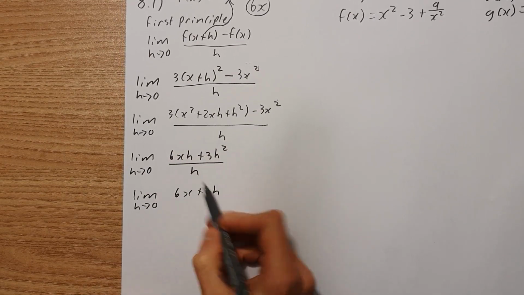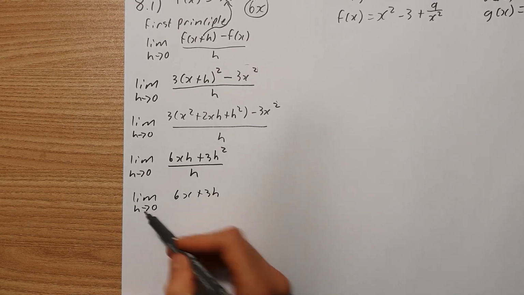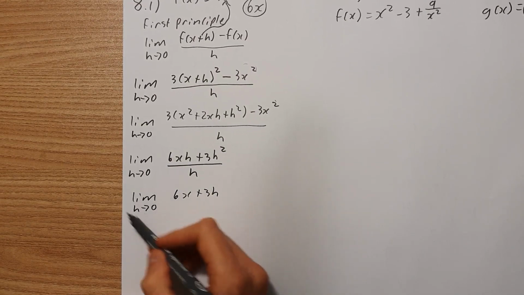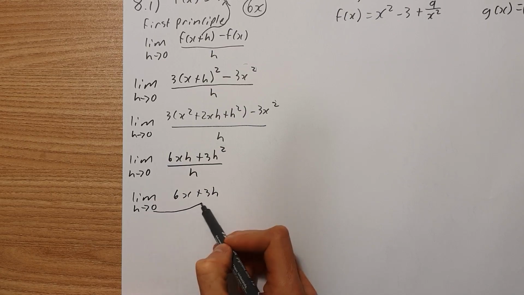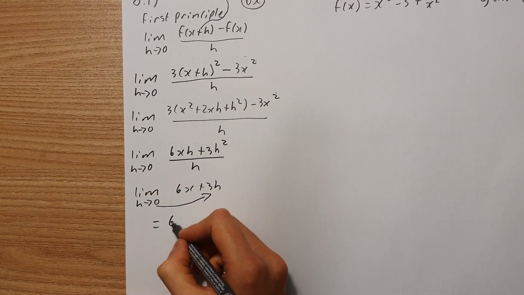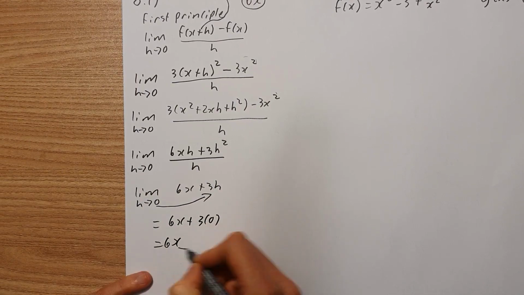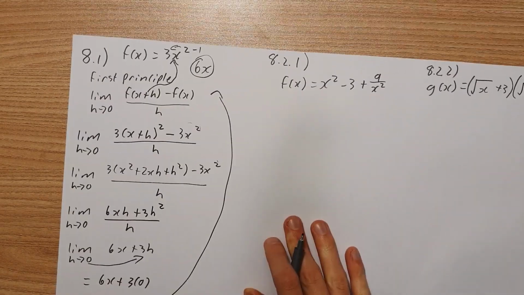Okay, now when you get to this point, the limit as h tends to 0, you don't have to understand what a limit is. All you do is you plug 0 into every h's position and you'll be left with 6x plus 3 times 0, which equals 6x. And we've achieved what we wrote up top there.